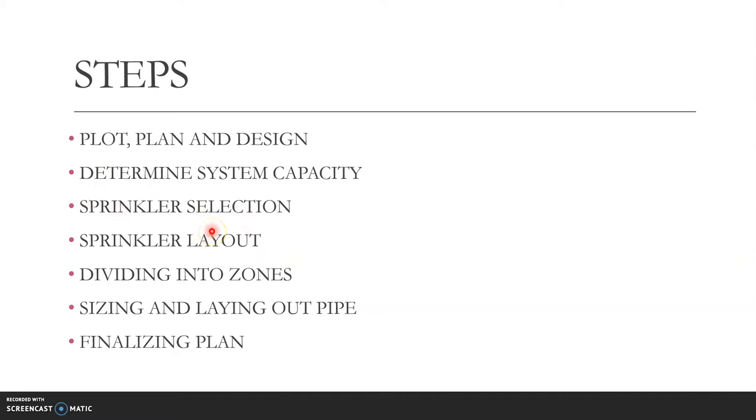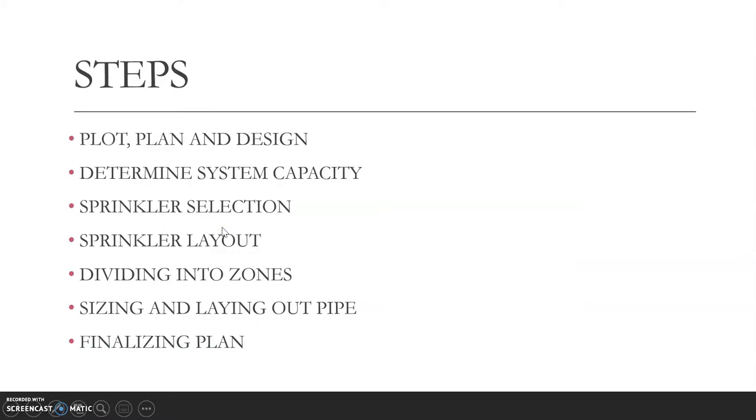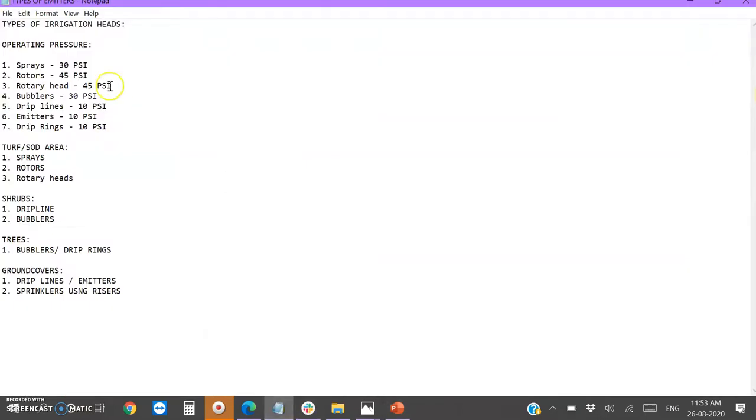Before selecting the product, we need to be aware of what types of sprinkler heads or emitters are available in the irrigation industry. We should be aware of it so that we are able to select what kind of heads we can use, and what's the purpose of each head and emitter in different conditions. I just made a few lists here. I hope you can see these notes.